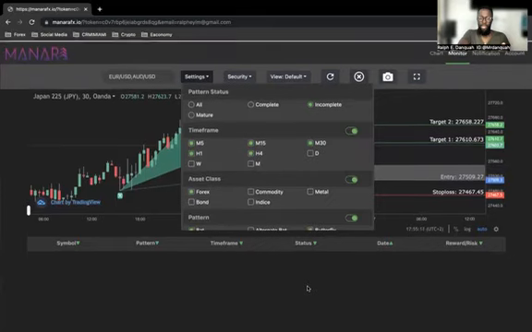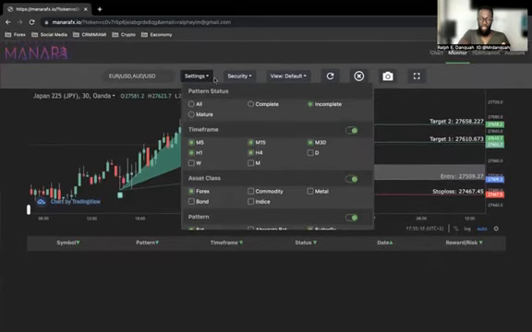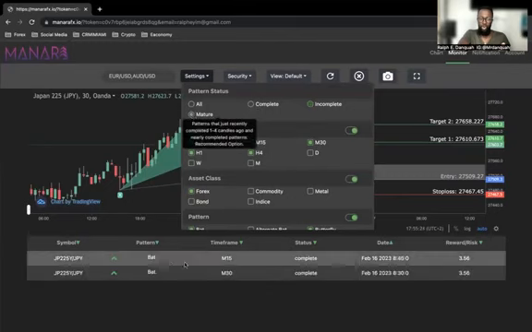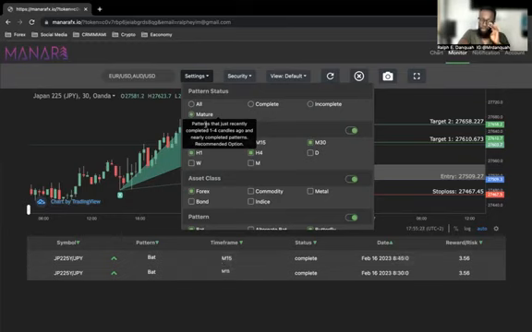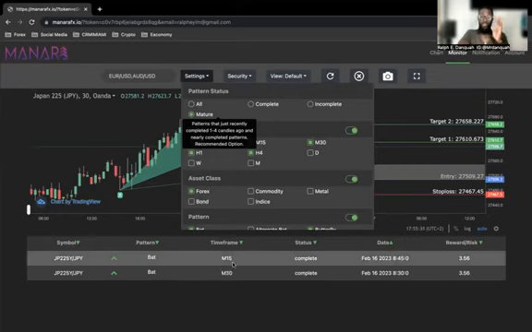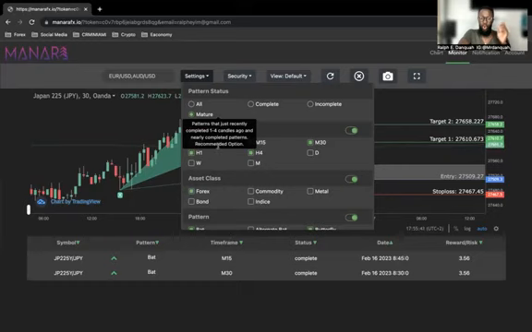Incomplete basically means that the market is not yet at entry. Mature means that the pattern just recently completed, 1 to 4 candles ago. You can see right here, patterns that just recently completed 1 to 4 candles ago. Or patterns that are nearly completed means 4 candles till it reaches the entry. Does that make sense?